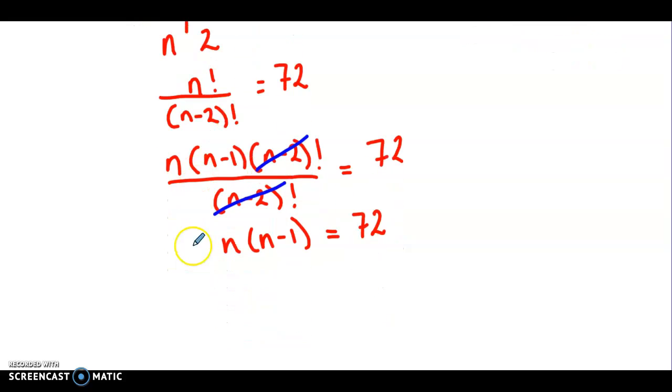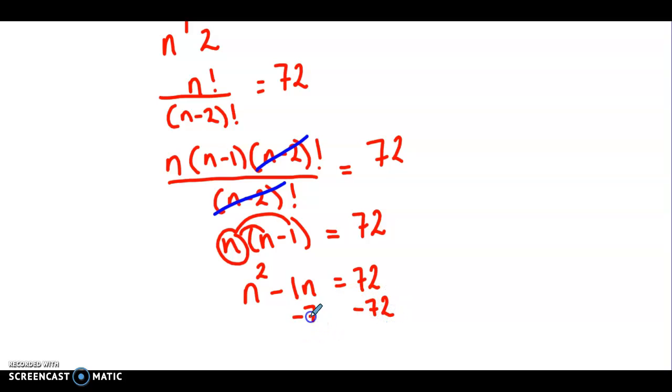From here, we are going to solve for N. We're going to distribute N times each of N minus 1. N times N is N squared. N times negative 1 is negative 1N, equals 72. This is a quadratic equation. To solve a quadratic equation, we want it equal to 0, so we're going to subtract 72 from both sides. We end up with N squared minus 1N minus 72.